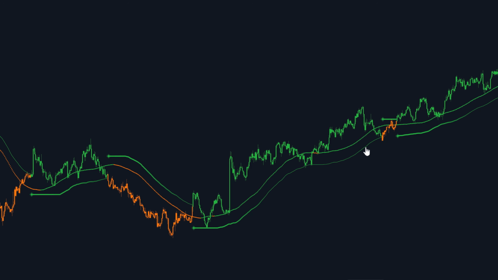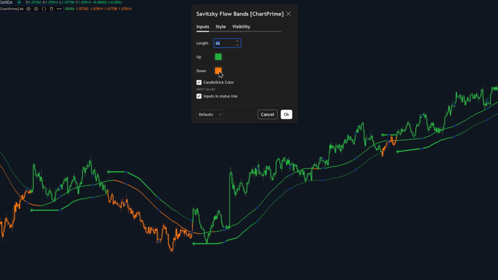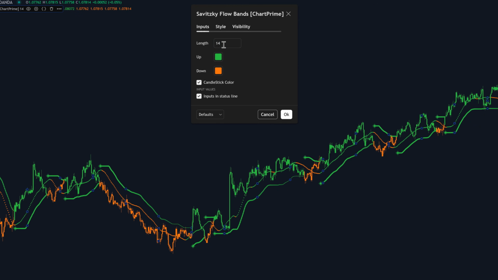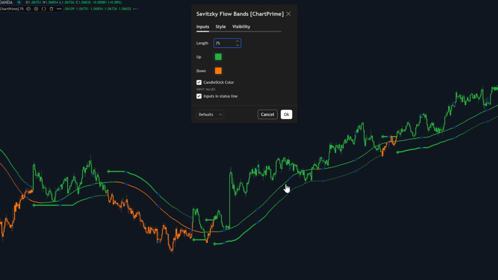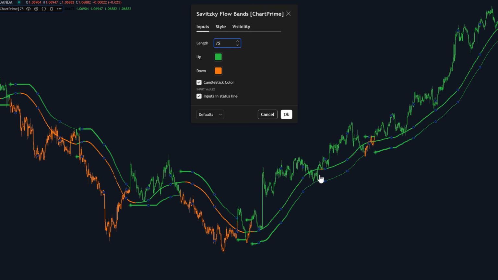And if we pop into the settings real quick, the main thing you might want to play with is the length. By default, it's set to a balanced value, but you can change it. If you want the indicator to be more sensitive and catch shorter term moves, you can lower this number, but just know it might give you a bit more noise. If you're more of a swing trader and want to filter out as much noise as possible, you can increase the length to get a smoother line. It's all about finding what works best for your style.